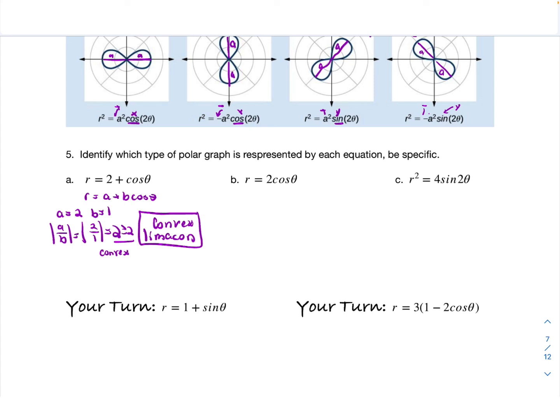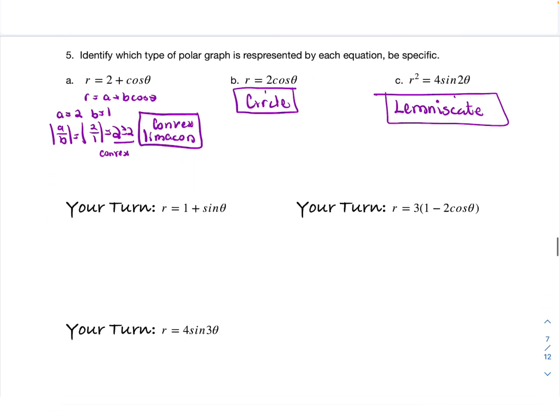Okay, our next graph is in the form of r equals 2 cosine theta, which is the form of a circle. So this is a circle graph. And it's on the x-axis, so that's a circle graph with symmetry with respect to the polar axis, to be exact. Next one is a limacon. Let me say that. Limacon. You try the next two, or next three.